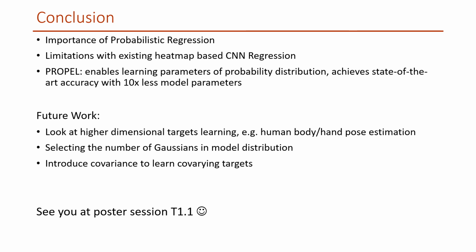In our future work, we wish to explore looking at higher dimensional targets such as human body pose estimation and hand pose estimation problems. Another direction to look at is to explore different numbers of Gaussians in the model distribution. And lastly, we wish to explore using covariance terms so that we can model covariant target variables.